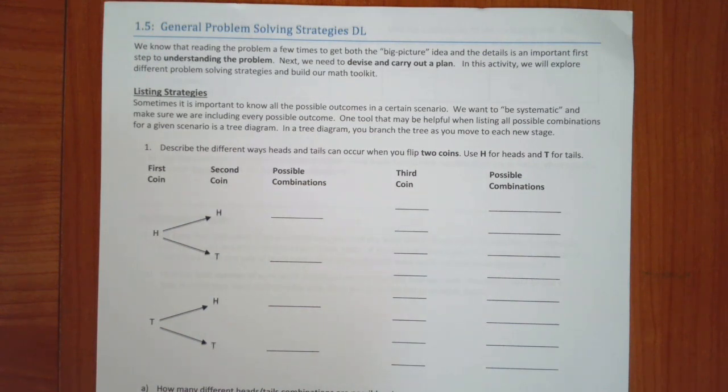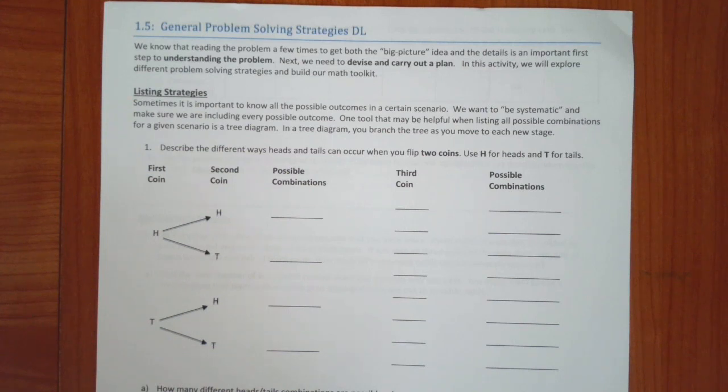So we need to carry on, look at the big picture and figure out what do we need to know? What is the problem asking us for? Do I understand what's going on? We talked about in 1.1 about reading and making sure that we look at the big picture as well as the details to understand the problem.